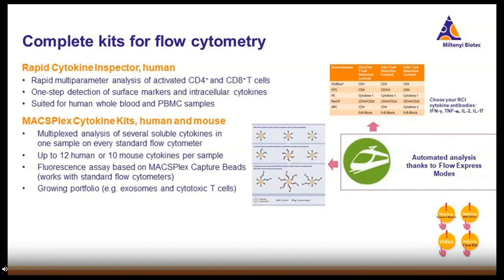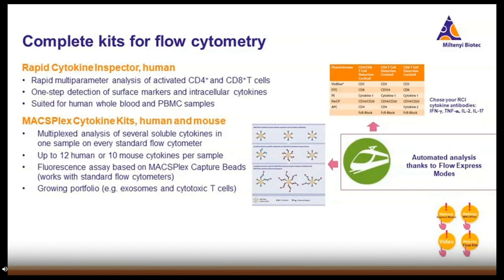We also have the so-called MACSPlex Cytokine kits, which are available for both human and mouse samples. In these kits, we use multiplex analysis to measure concentrations of up to 12 or 10 different secreted cytokines in cell culture supernatants. The technology is based on our MACSPlex Capture Beads that work with basically any standard flow cytometer. And of course, the MACSPlex portfolio is continuously growing. However, we already have a very large range of different kits, such as, for example, for the analysis of exosomes or cytotoxic T cells.